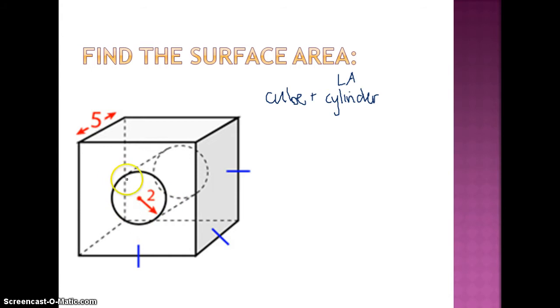And then we don't have any surface here. These are openings, the two bases of our cylinder. So we're going to have to subtract twice the base of the cylinder from our cube. Because we're thinking about this whole cube minus these two ends, and then we're adding in the lateral area of our cylinder. So the formula for the surface area of a cube is going to be the perimeter of the base times the height of the cube.